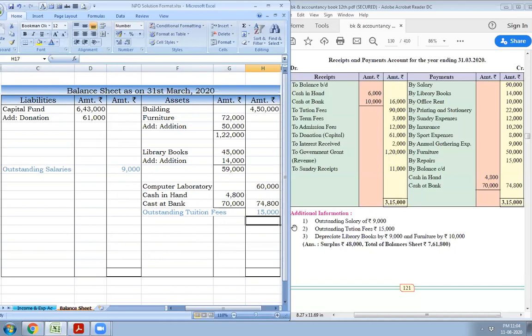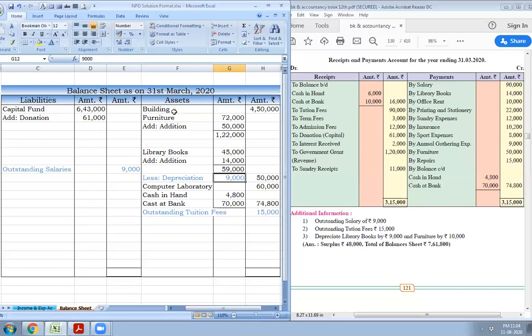Next item, depreciate library books by rupees 9,000. Deduct from library books, less depreciation rupees 9,000. Net value of library books is now rupees 50,000.